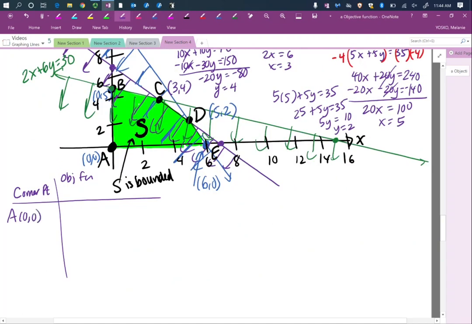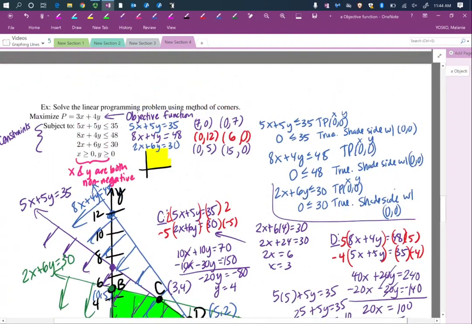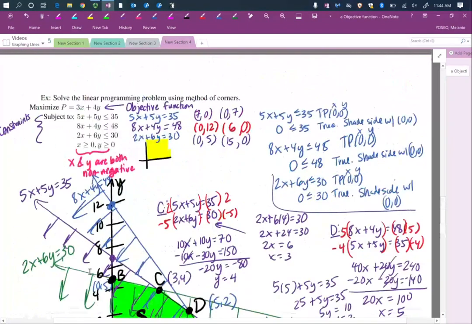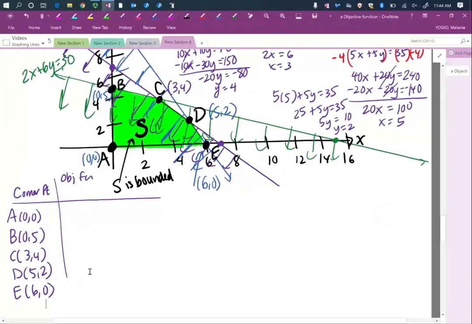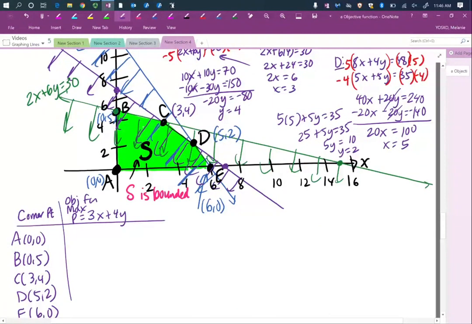I make a chart with my corner point and my objective function. So I have A is (0, 0), B is (0, 5), C is (3, 4), D is (5, 2), E was what, (6, 0)? Okay, what was my objective function? 3x plus 4y, and I am maximizing. Okay, so each of these corner points is (x, y).